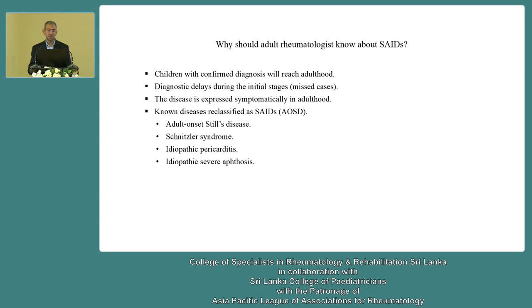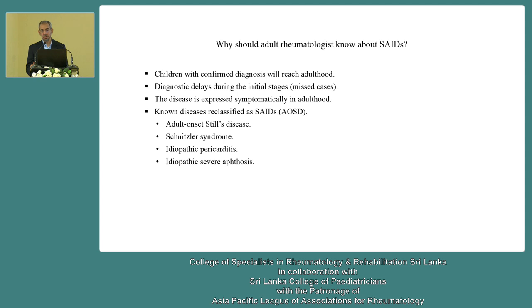So why should adult rheumatologists know about systemic autoinflammatory disease? Children with confirmed diagnosis will reach adulthood, and they will come to adult rheumatologists, so they should be aware of these diseases. And there are diagnostic delays: maybe the pediatricians or the pediatric rheumatologists are not good enough, and they will not make a diagnosis till the patient reaches adulthood, and the adult rheumatologist will be smart enough to make a diagnosis. And the disease may express symptomatically in adulthood.